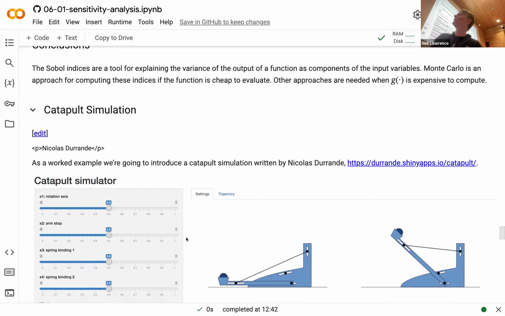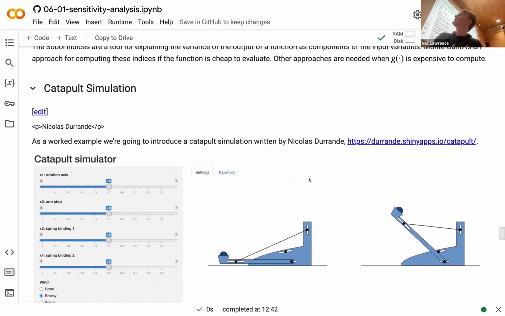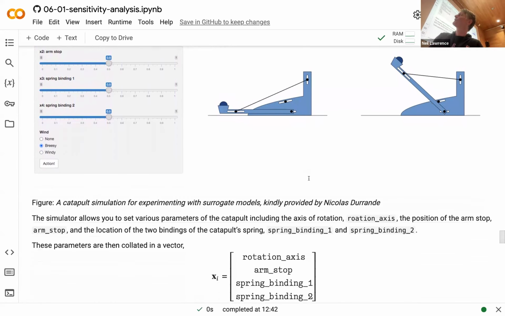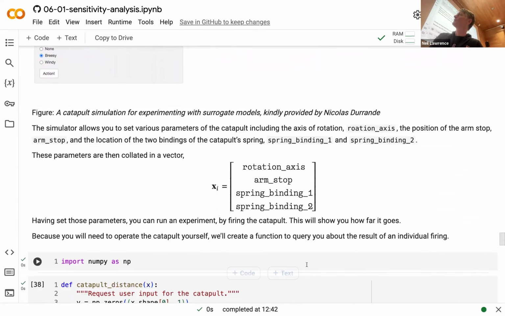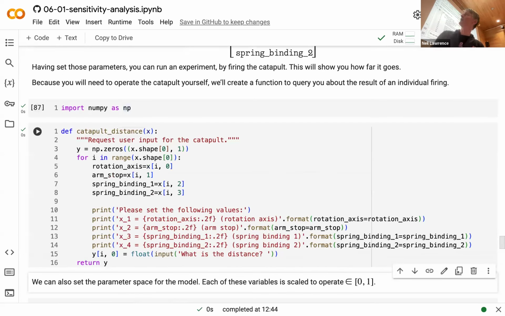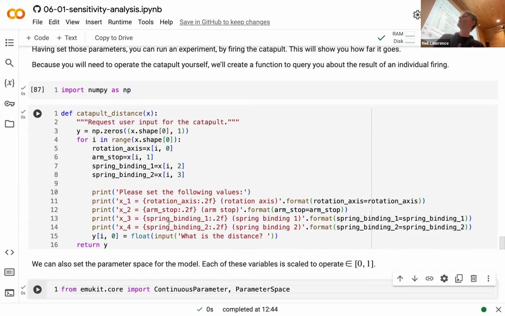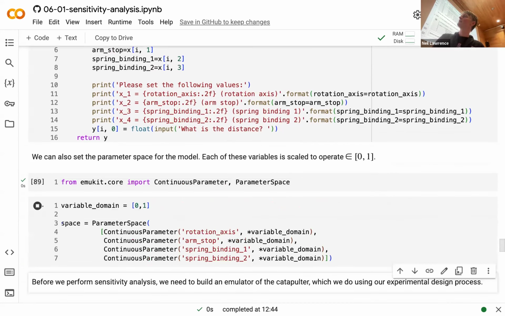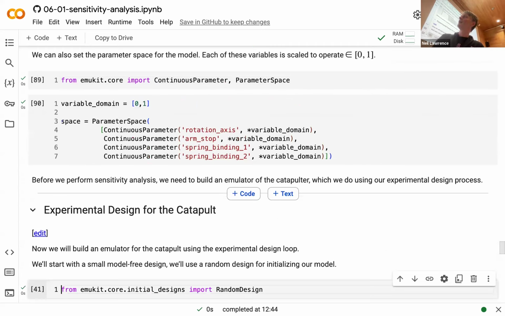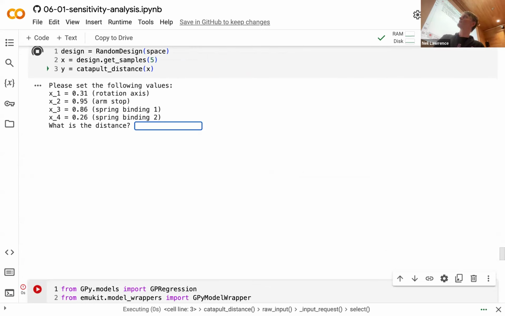So instead of that, he built this Shiny app catapult simulator. As a worked example, what you can go through on this is the catapult simulator. The user function here, the simulator, is in effect a request for the user to fire the catapult, right? That's all this catapult distance thing is doing. It sets a parameter space, sets a variable domain, and then you go through the experimental design process.